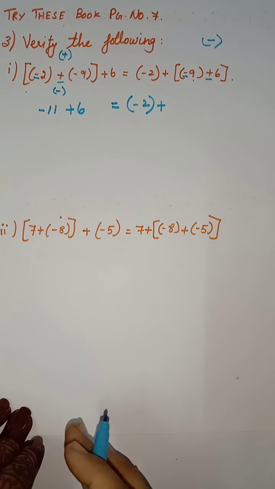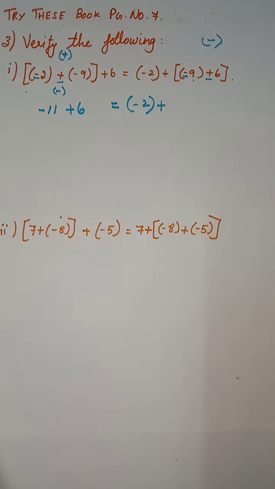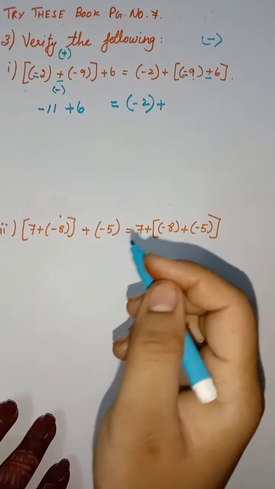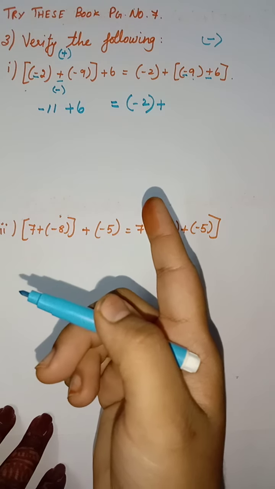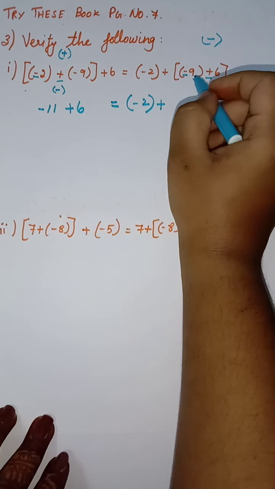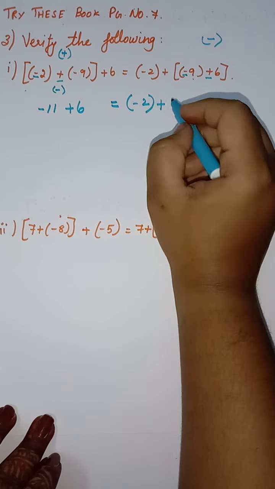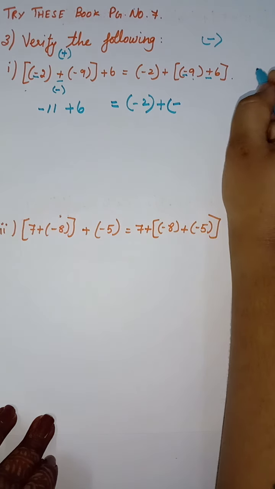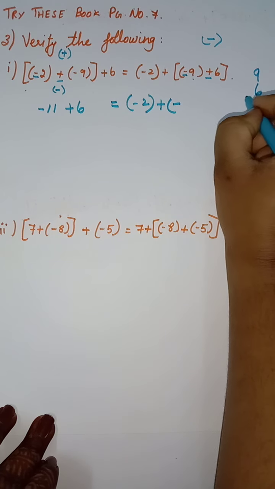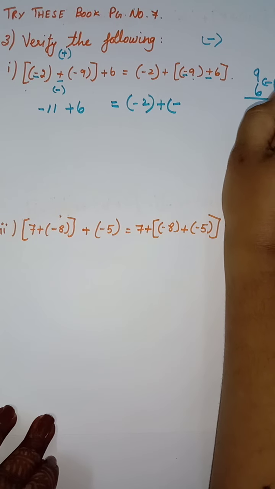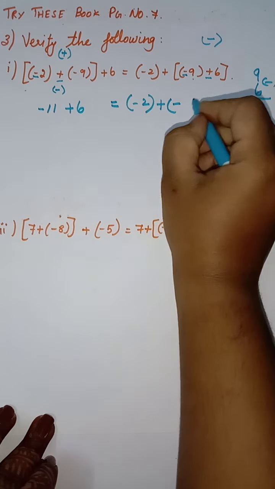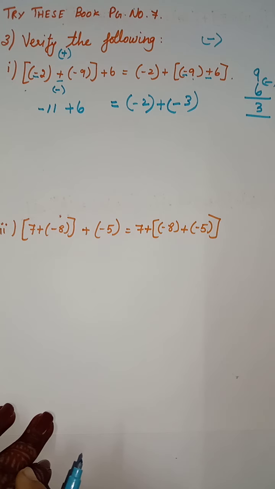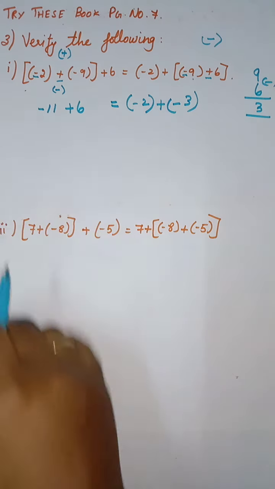Then we see the biggest number's symbol. The biggest number's symbol is minus, so we write minus, and subtract 9 minus 6, which is 3. So here it is minus 3. Clear? Can you understand?